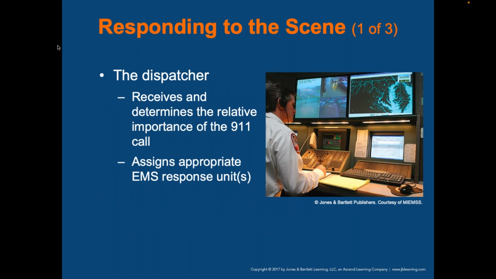All right, so responding to the scene, the dispatcher receives it and determines the relative importance of the 911 call. What they'll do is what they call emergency medical dispatching, EMD, where they ask a series of questions which gives them a certain determinant level: Alpha, Bravo, Charlie, Delta, Echo, Omega. Omega being the lowest possible, kind of like a transfer. Alpha being the lowest injury type or medical. The Echo level being the most critical. And they assign the most appropriate unit to respond.